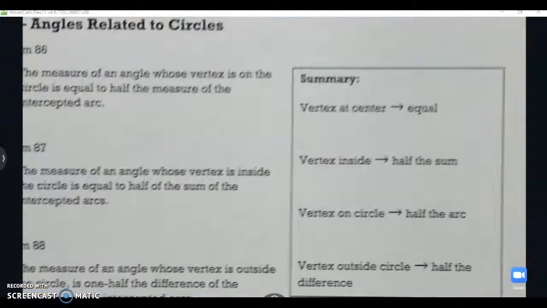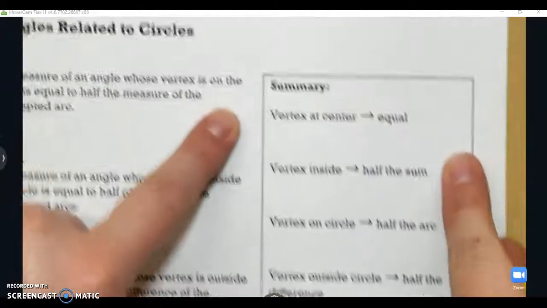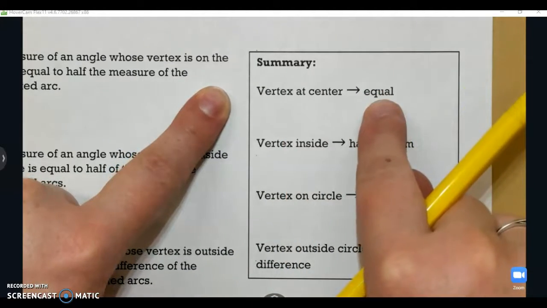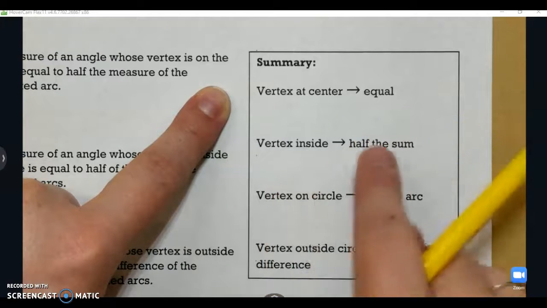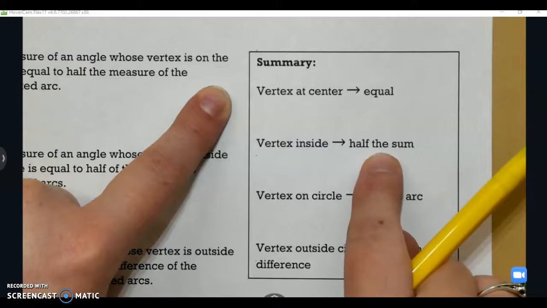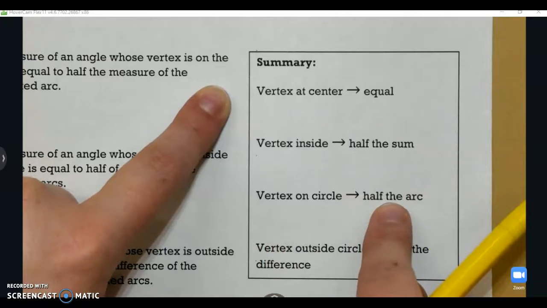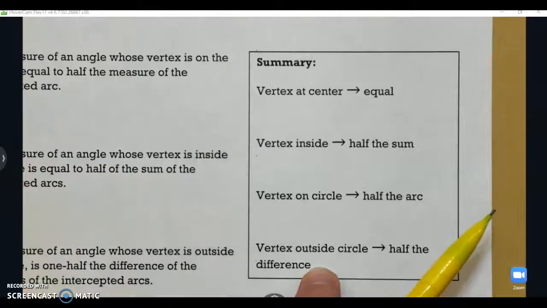This is just quickly how arcs are related to circles. And so you can read through these long theorems if you want, but this is the main summary. If the vertex of the angle is at the center, it's equal to whatever arc it encompasses. If the vertex is inside the circle, it's half the sum of the two arcs that it intersects. If the vertex is on the circle, it's half the length of the arc it intersects. And if the vertex is outside the circle, it's half the difference of the two arcs.